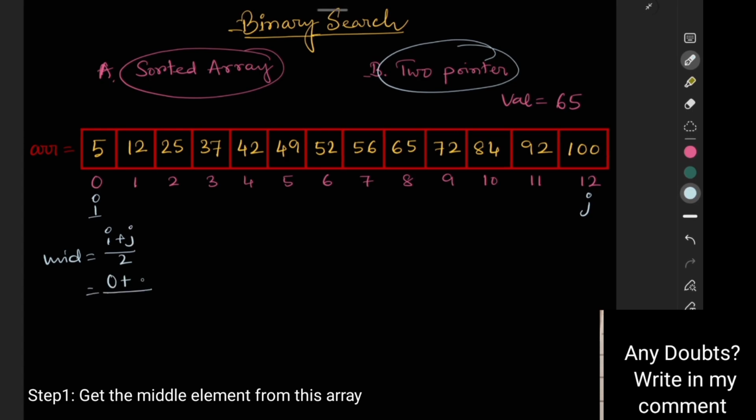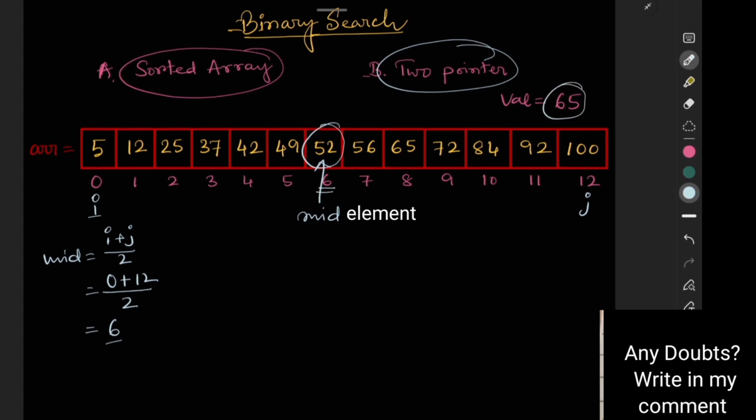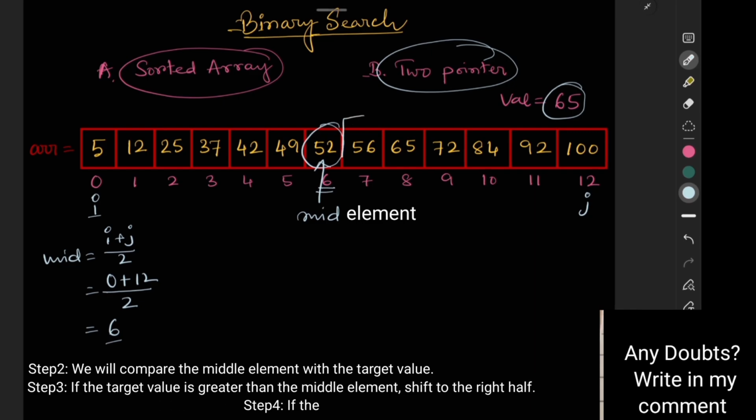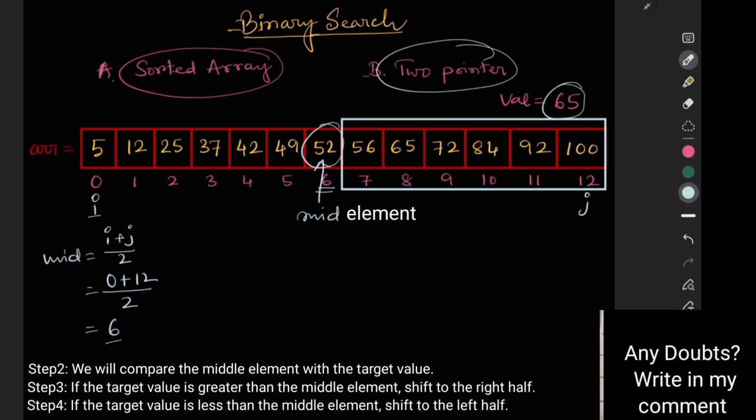So the value of i is 0 and the value of j is 12, right? So the answer is 6. That means 6 is the middle index and 52 is the middle element, right? And remember that 6 is the middle index. Okay. So now if I want to search 65, as 65 is greater than 52, then 65 should be present in the right side of 52. That means 65 can be there in the right side of the middle element. Why? Because 65 is greater than 52.